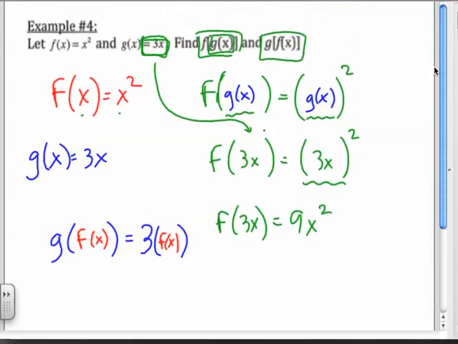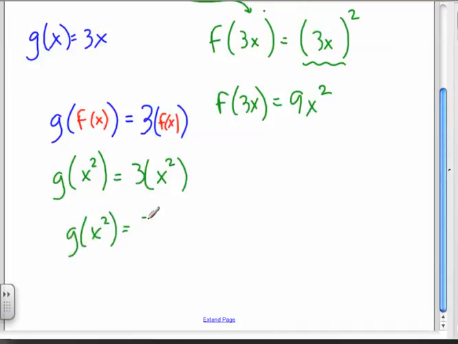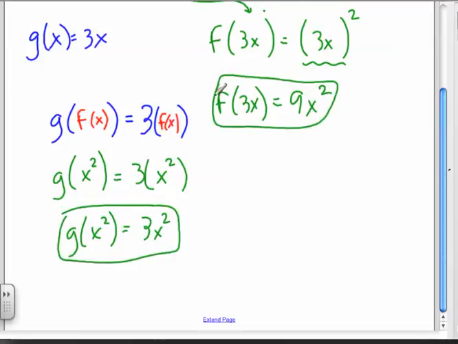Ben? 3x? No, f of x. Oh. What is f of x? It equals x squared. So they're saying we want you to plug in the actual function, so x squared. That means it's going to be 3 times, not f of x, but 3 times x squared. So g of x squared is equal to 3x squared. That's the second answer. This was the first answer.